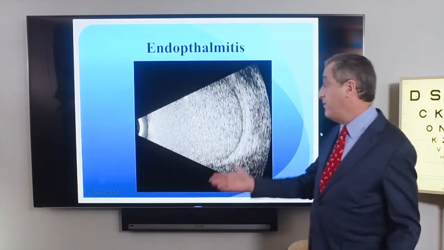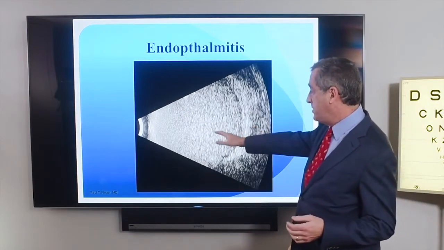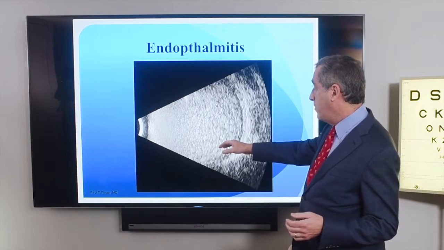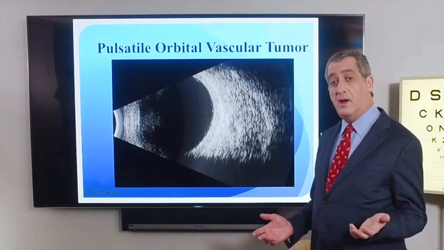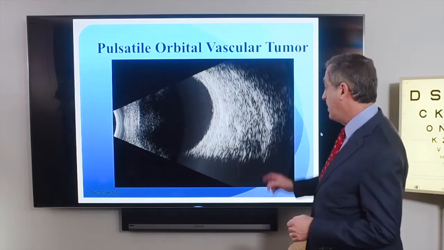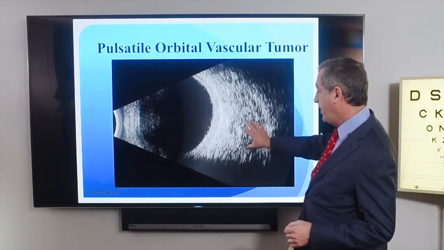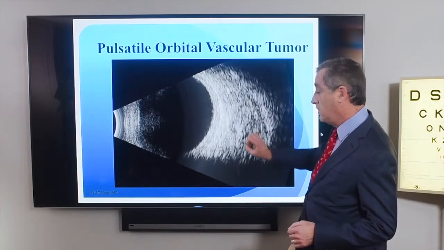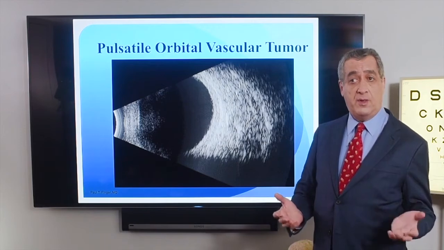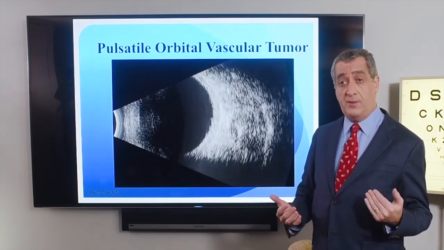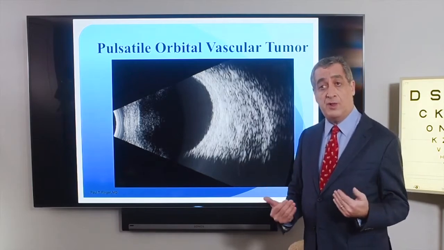Here we have an example of endophthalmitis, an infection that fills the entire eye and causes a shimmering after movement. So we also use B-scan ultrasound imaging to look at the orbit. And here we have an orbital tumor, and it's pulsatile. You can see it pulsating on dynamic exam. Certain tumors pulsate, other tumors don't. It's one way we can differentiate between pulsatile or highly vascularized tumors and those with low flow.